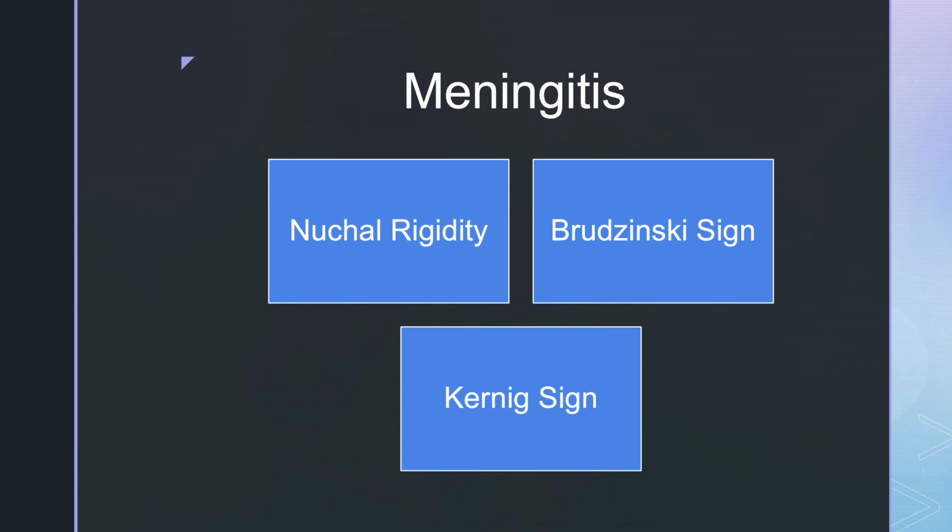Some characteristics of meningitis. The hallmark is nuchal rigidity, a fancy way of saying neck stiffness. So a patient is going to report neck stiffness. If you manipulate the neck at all, they're going to have some rigidity there. There are also a couple of signs, like Kernig sign and Brudzinski sign, that help aid in our diagnosis of meningitis.